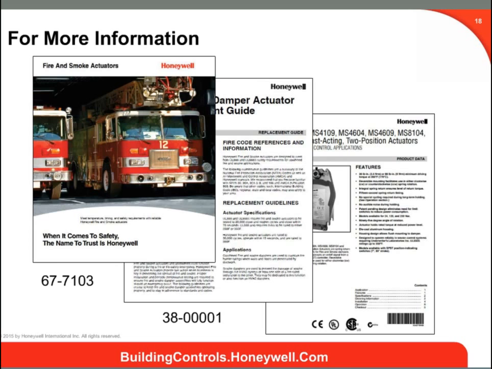You can find more information on Honeywell's fire and smoke actuators at buildingcontrols.honeywell.com. Here you will find brochures, the Fire and Smoke Actuator Replacement Guide, and product specification and installation instructions. These are also available at customer.honeywell.com. There's also another video available at the Honeywell C-Pro channel on YouTube called Honeywell Fire and Smoke Actuators.